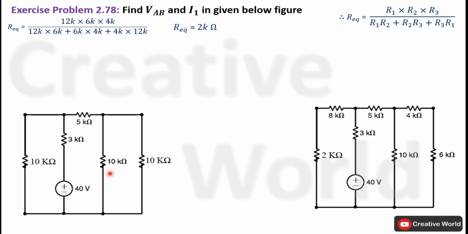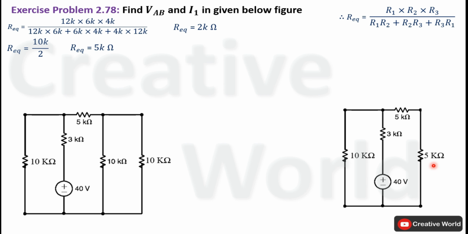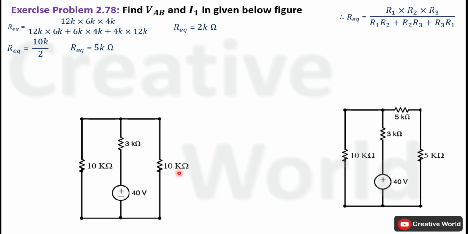Now these two resistances are converted into parallel connection and both have the same values. Their equivalent resistance will be calculated by dividing the value of a single resistance by the number of resistances. In this case, it will be 10k divided by 2. R equivalent of these two resistances will be 5 kilo ohm. Modify the circuit by replacing these two resistances with a single resistance having the value of 5 kilo ohm. These two resistances are converted into series connection. Their equivalent resistance will be equal to 10 kilo ohm.